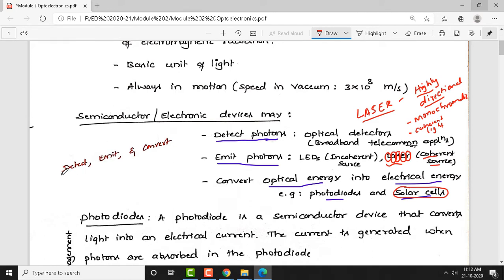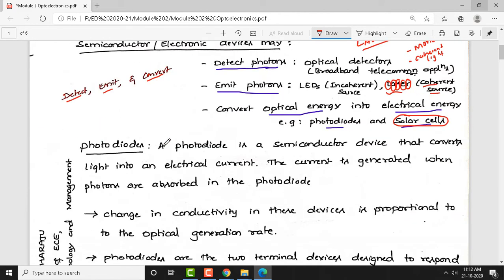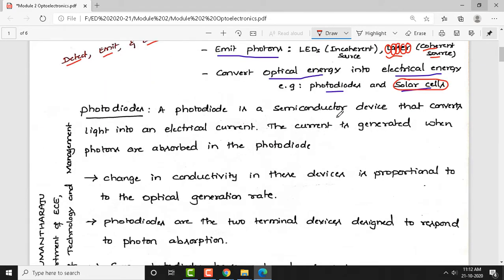That means, generally, optoelectronic devices can be used to detect photons, to emit photons, and to convert one form of energy to another in a simplistic manner. Now, let us take photodiodes. A photodiode is a semiconductor device that converts light into electrical current, and the current is generated when photons are absorbed in the photodiode.